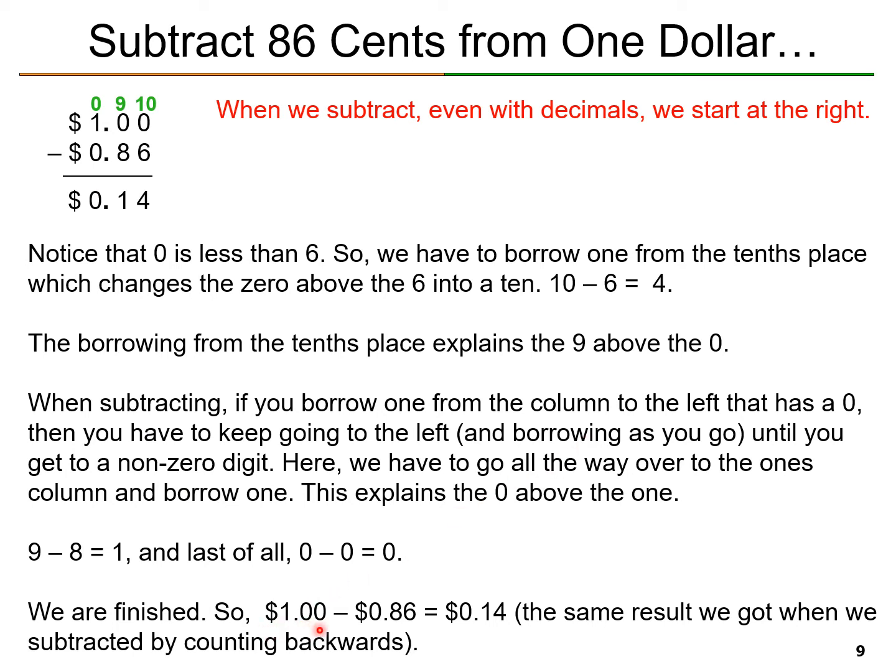So 100 cents minus 86 cents, or $1 minus 86 hundredths of a dollar, is equal to 14 cents, or $0.14. The same result we got when we subtracted by counting backwards.